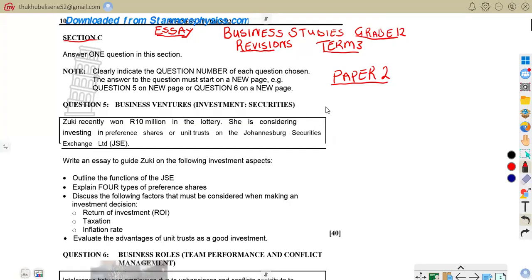Today as well, I want us to look at the essay questions, which is Section C. As you know, we are still under Business Studies Grade 12, Term 3 revisions, that is Paper 2. We are preparing for the coming Paper 2 exam that we are going to write for preparatory exams. So we are going to look at the essay questions.